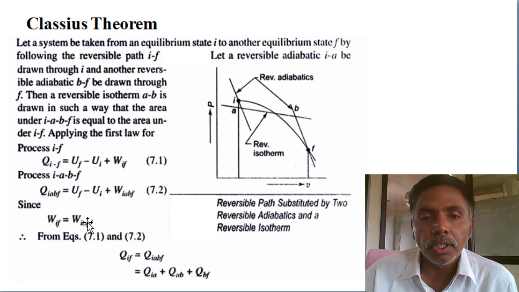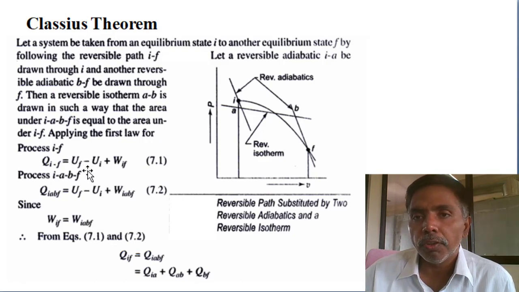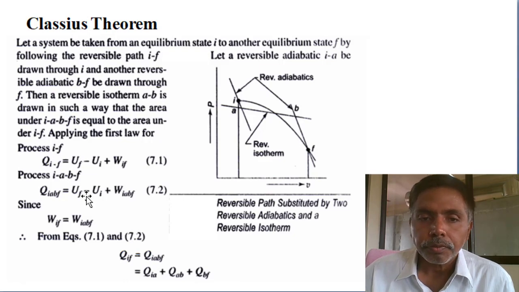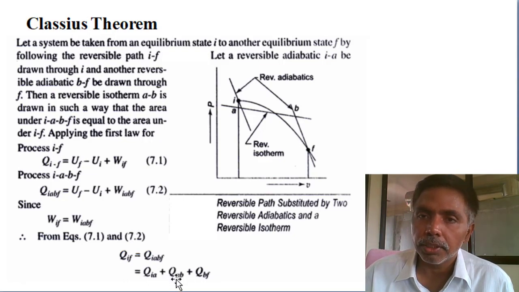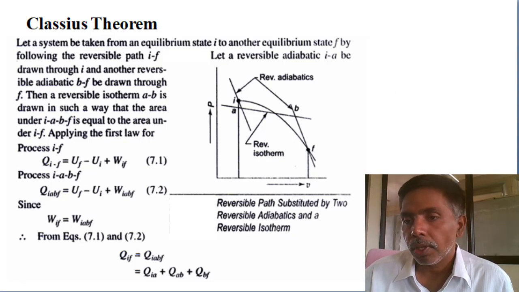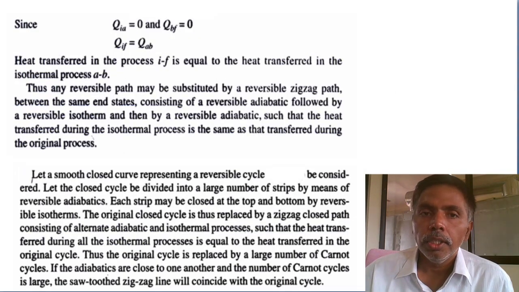In this condition, I can substitute. Work done is equal, change in internal energy is also equal, whatever the process you are moving, since internal energy is independent of the path. And then finally, the unknown heat transfer for I to F equals the known heat transfer. For the adiabatic processes I to A and B to F the heat transfer is 0. So Q A B, the isothermal process heat transfer, is the only heat transfer of the process. So like this.